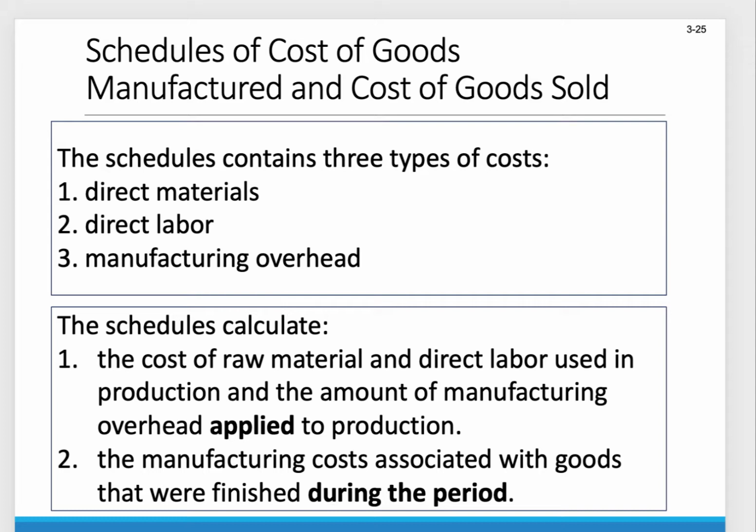When we go through these schedules, we're going to show that the cost of raw materials and the cost of direct labor used in production are the exact costs, right? And that makes sense because we saw in the previous video that raw materials, direct labor, and all those indirect costs are allocated to the product in the WIP account. Manufacturing overhead is still going to be applied to production. So nothing new there. The only added piece is that we're framing this cost of goods manufactured schedule to show the costs that represent goods that were finished during the period.